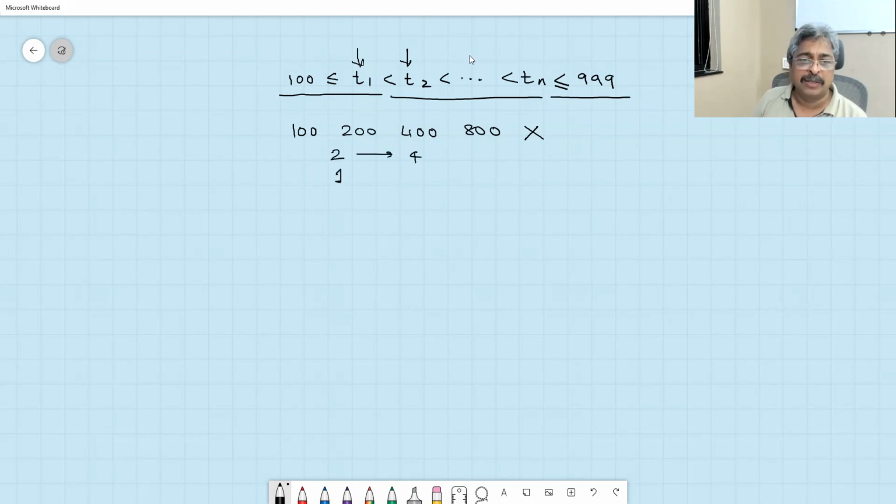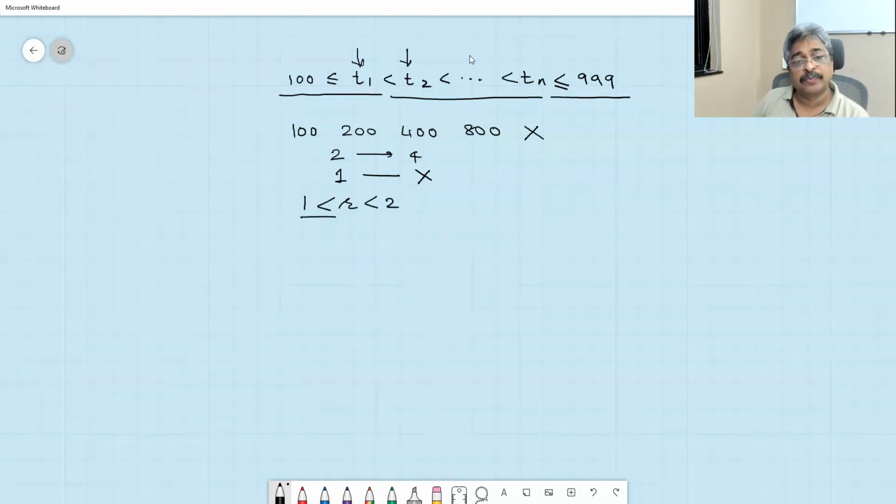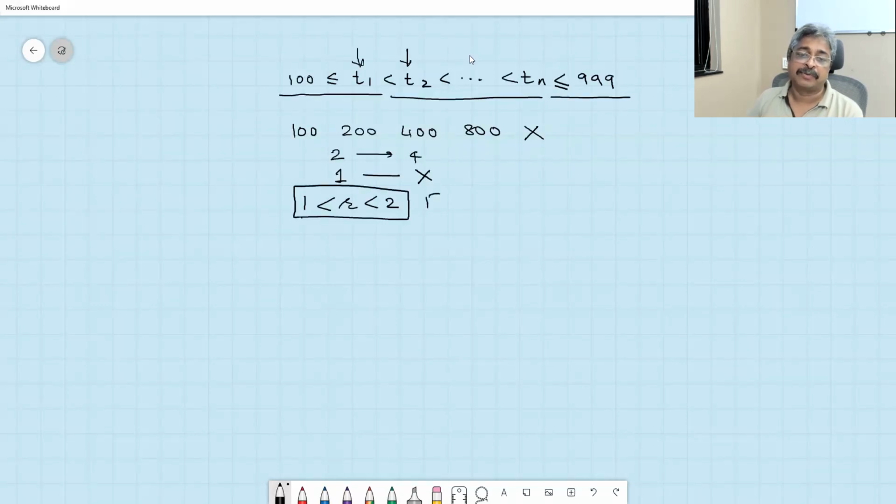Common ratio 1 is not allowed because it's a strict inequality. You can have T1 equal to 100, but then the next numbers must be larger. Ratio R must be greater than 1, and less than 2. So it is going to be a fractional number.